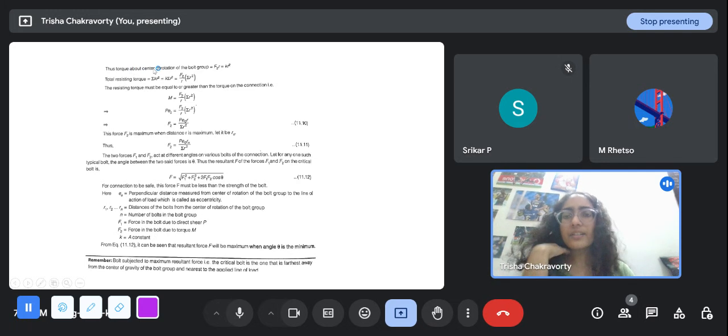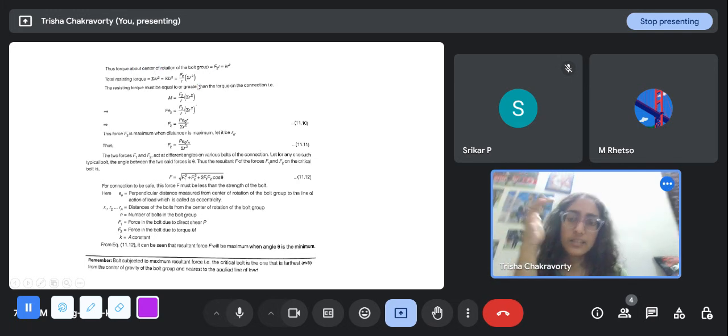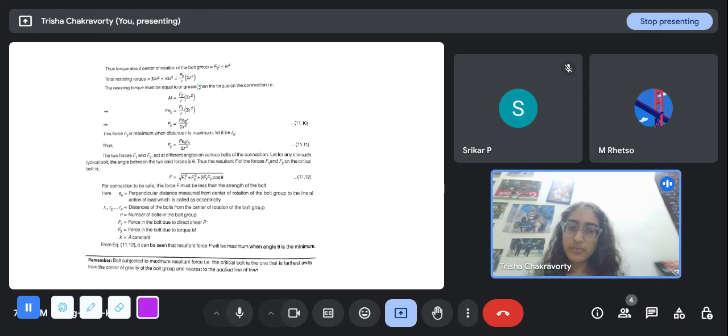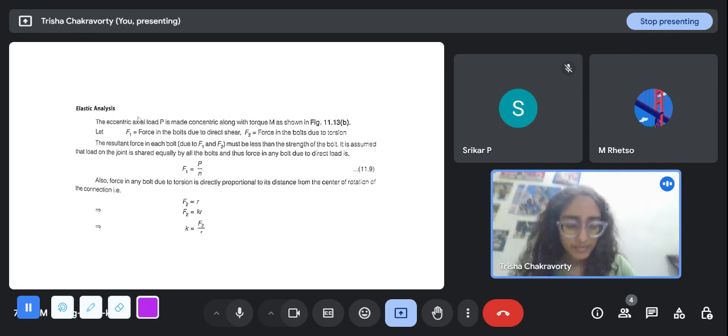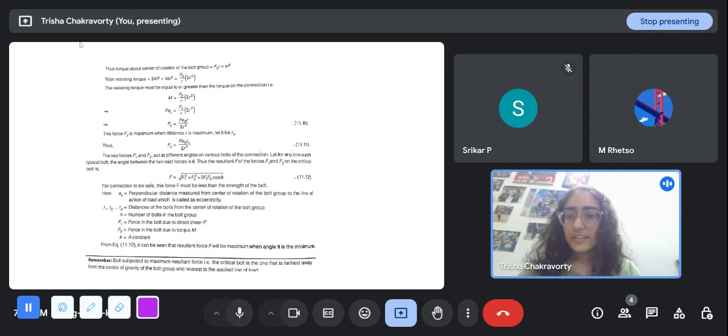And the torque about the center of rotation of the bolt group is again proportional to R. The torque is F2 into R again, so it is K into R square. It is proportional to R square because the torque itself depends on R, and then the torque about the center of rotation, for that you have to multiply with R again. Total resisting torque is sigma K R square. K is considered the same for all the bolts here, and sigma R square is the term that we are concerned about.